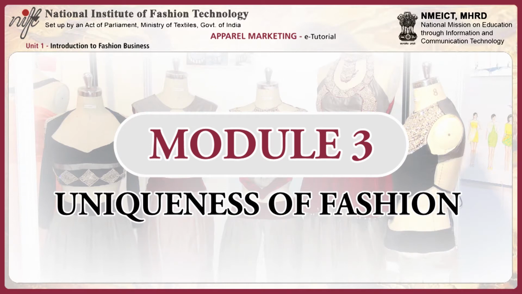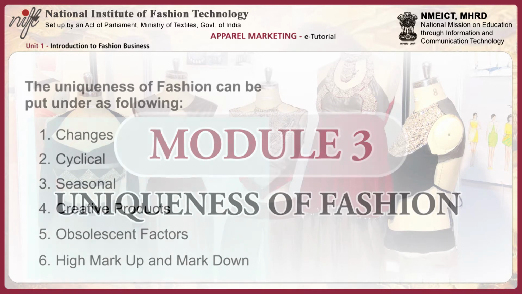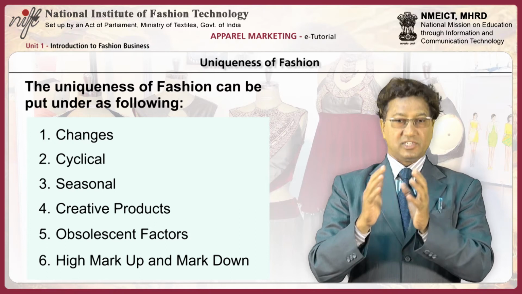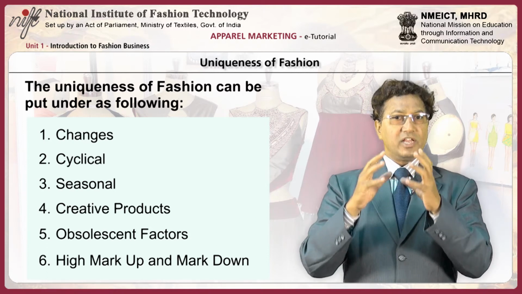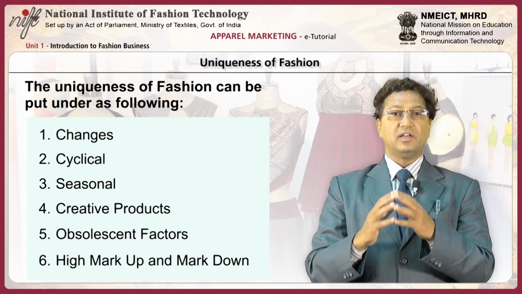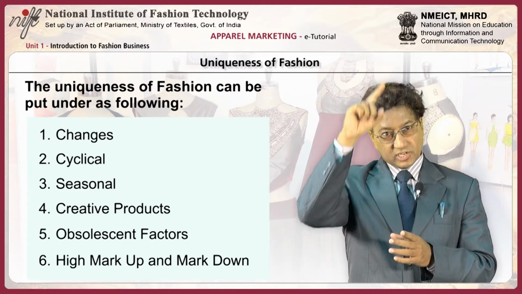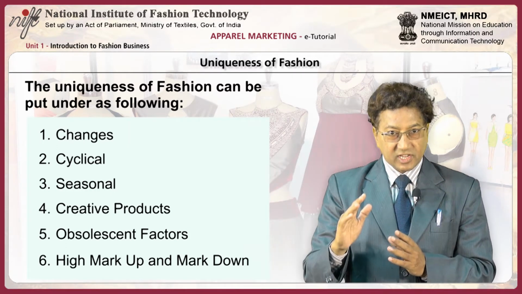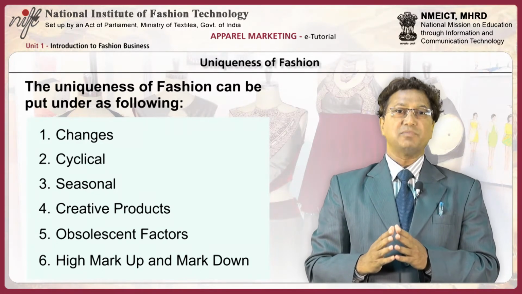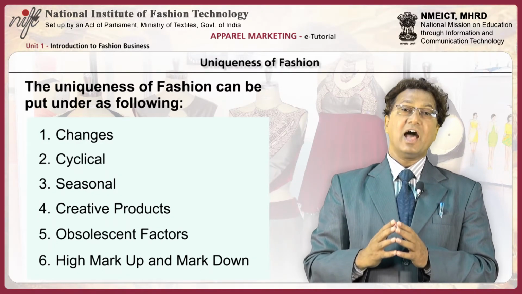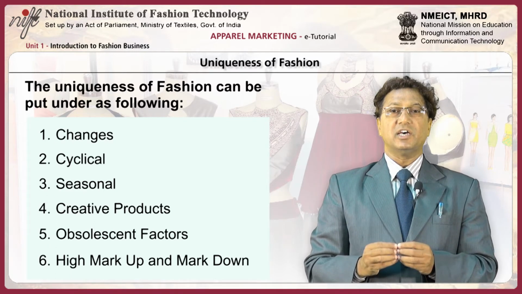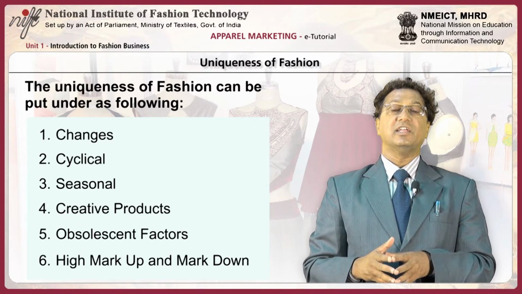Unlike other businesses, fashion as a product is different. Hence, its marketing management also has to be tailor-made accordingly. Now let us understand why this business is different. The uniqueness of fashion can be put as follows. It changes, it's cyclical, it's seasonal, creative products, obsolescence factor, high markup and high markdown. These are the uniquenesses of fashion. Let us understand each of these.